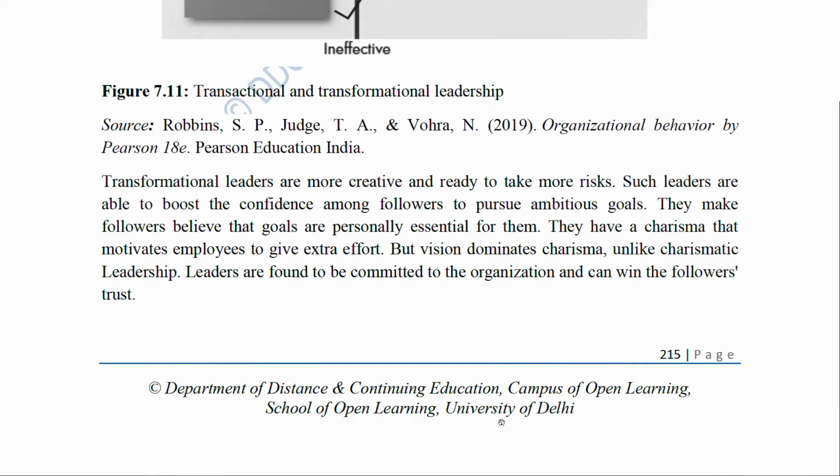Transformational leaders are more creative and ready to take more risks. Such leaders are able to boost the confidence among followers to pursue ambitious goals. They make followers believe that goals are personally essential for them. They have a charisma that motivates employees to give extra effort. But vision dominates charisma. Unlike charismatic leadership, these leaders are found to be committed to the organization and can win the followers' trust.